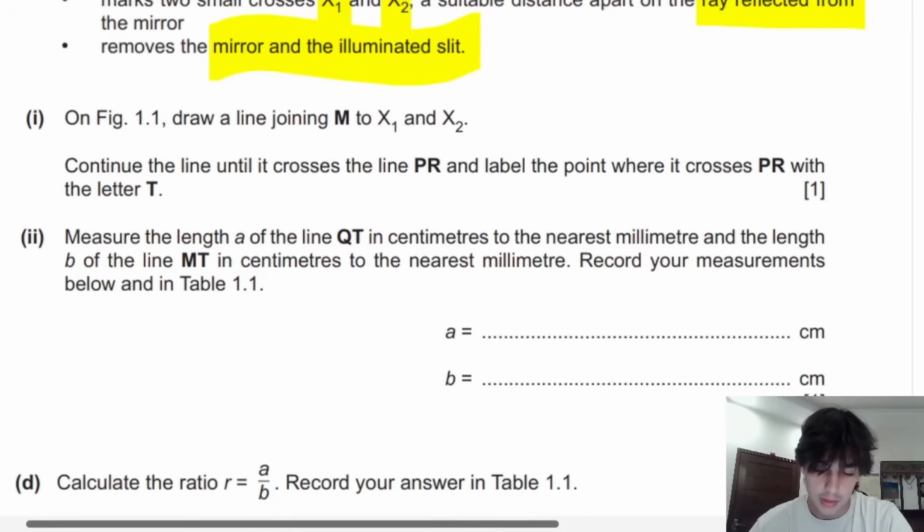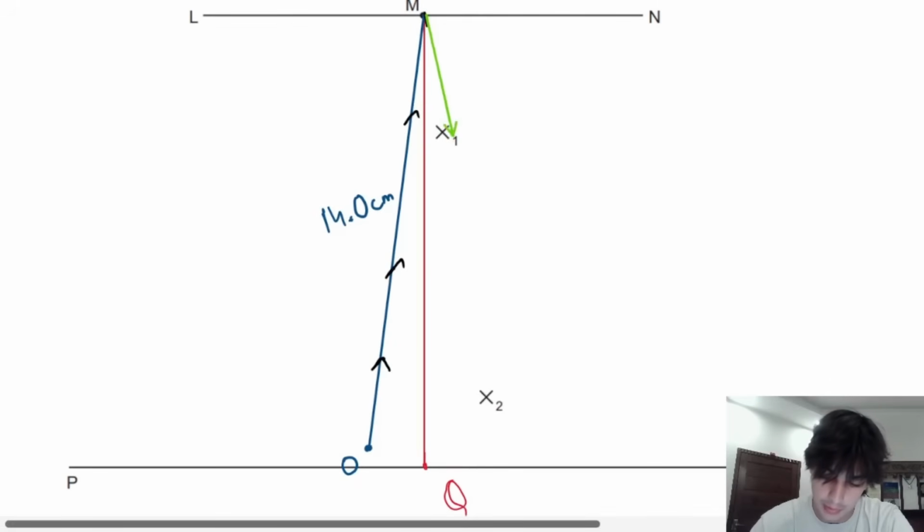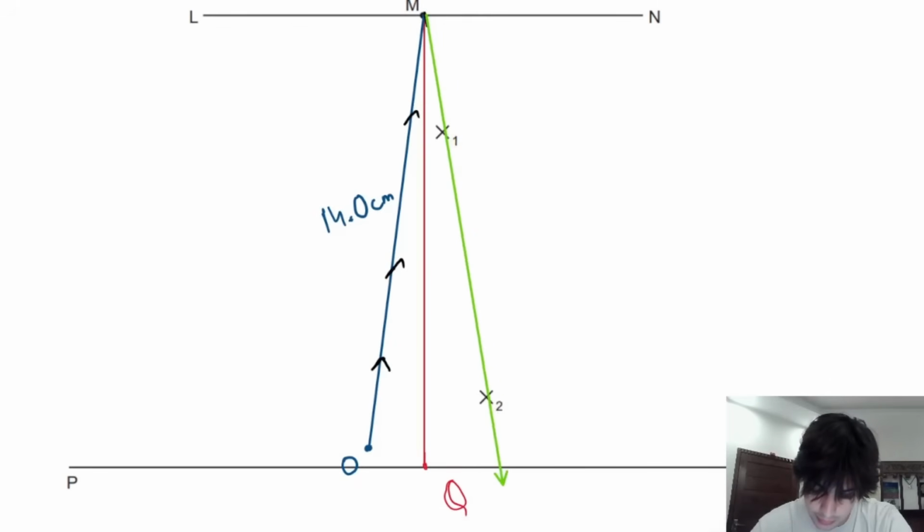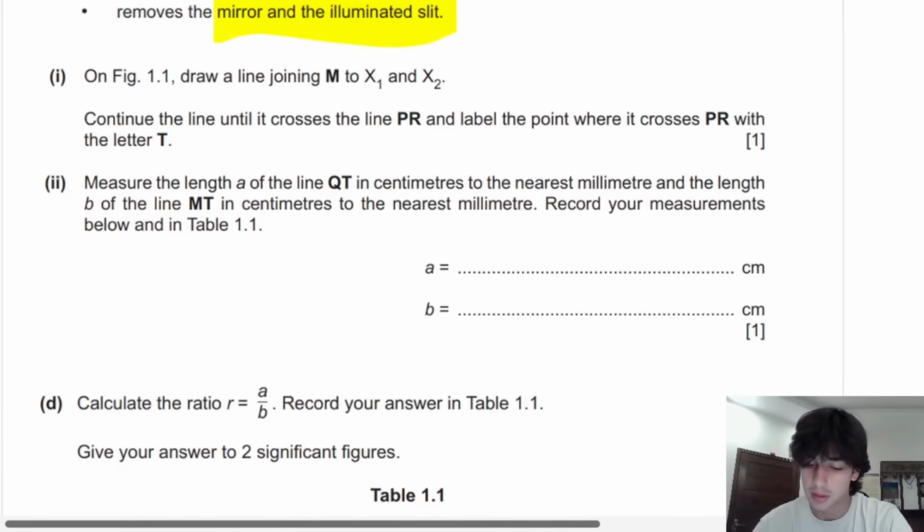On figure 1, draw a line joining M to X1 and X2. Very simple. We're just going to draw a line that goes somewhere along this route, X1 and X2, something like this. Continue the line until it crosses the line PR and label the point where it crosses PR with T.